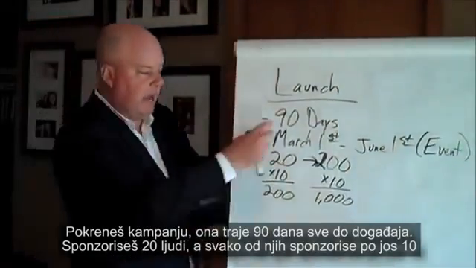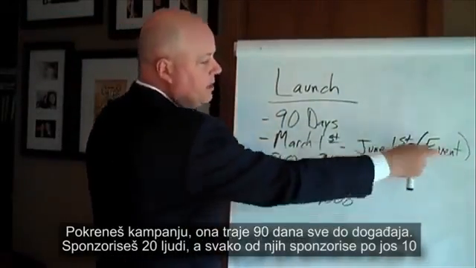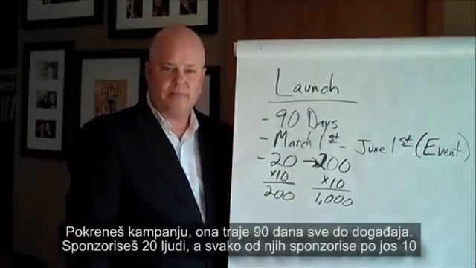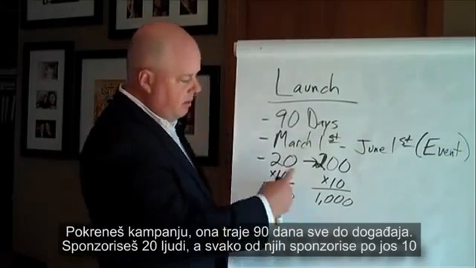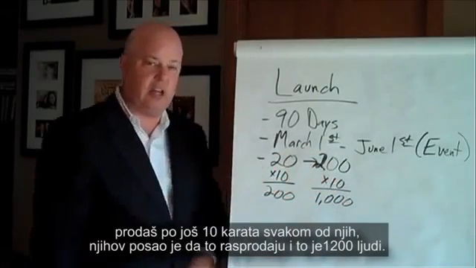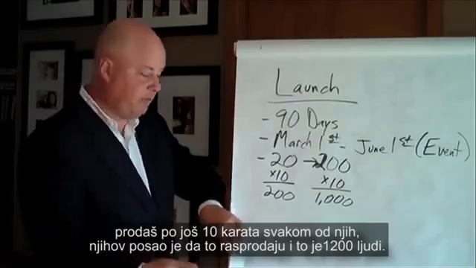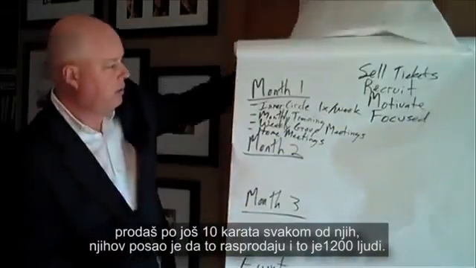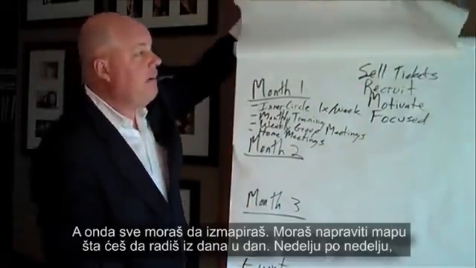So your launch, 90 days. Pick whatever the period of time, ending with an event. Okay? If you sponsor 20 and each of them sponsor 10, you can sell 10 tickets to each one of those people, and their job is to fill it up. That's 1,200 people. And then you have to map it out.